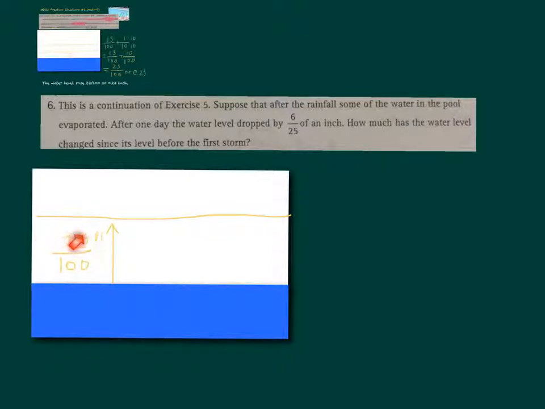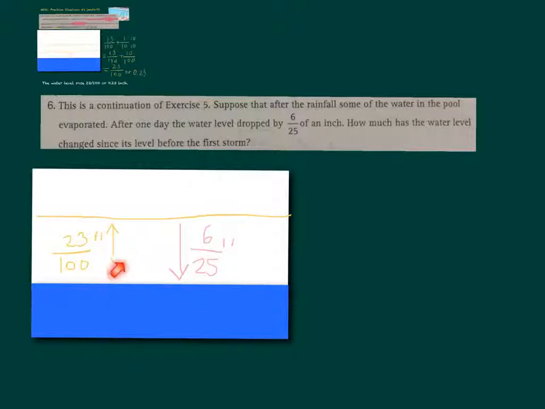Okay, from the previous problem, we know that the water level rose 23/100 of an inch after a couple days of rainfall. And now, from the problem, it says that after one day, the water level dropped by 6/25 of an inch. So I'm going to mark it on the picture here. I don't want to give away the answer, so I'm just marking it somewhere here, not exactly showing you where it's supposed to be.